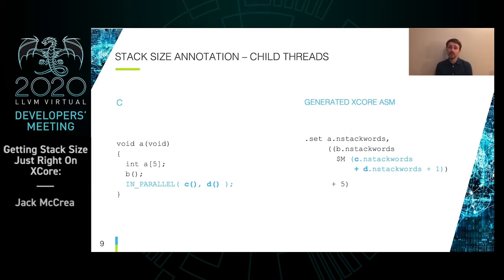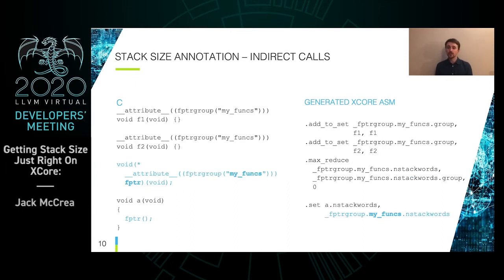Clearly, writing this out by hand would be a burden for users, so our backend will emit these symbols automatically wherever it can. But one obvious issue is that this can only handle direct calls, and indeed this approach will fail on even the most basic function pointer use. So to tackle this, we introduce the concept of function pointer groups. We ship a modified clang which allows a function pointer variable in C to be annotated with a group name, and functions can be added to one or more groups.